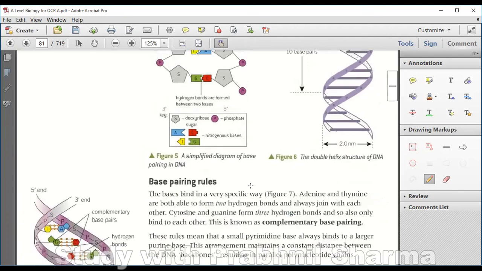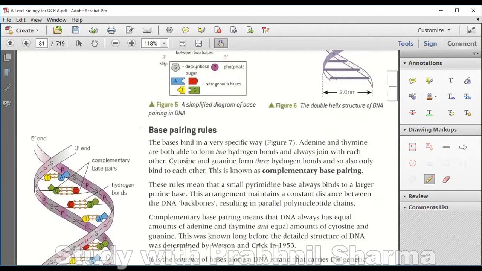Clear? Okay. Now the base pair rule. Complementary base pairing is there. It means adenine and thymine, A and T or T and A, are able to form two hydrogen bonds and always join with each other. So adenine and thymine always join with each other, and cytosine and guanine form three hydrogen bonds and only bind with each other, and this is known as complementary base pairing. So A will always connect to T and G is always connected to C. It can't be anything else.